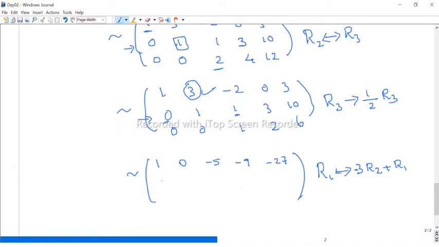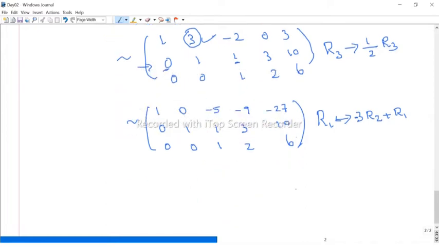So we can keep the first row, and now we keep the second row. It's not an issue: 0, 1, 1, 3, 10. Then we keep the third row: 1, 0, 0, 1, 2, 6. Now what do we have to do? Scan the second row. It is satisfied because we found the leading entry in the second column, and the entries above and below it in the column are 0. Therefore, we keep the second row.